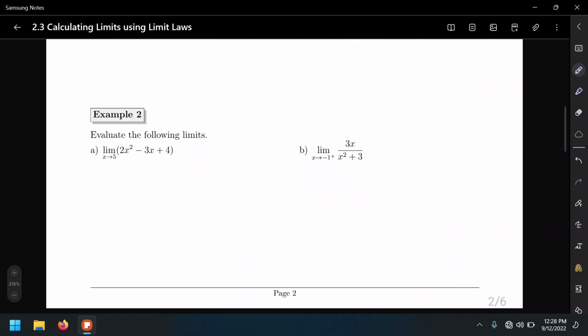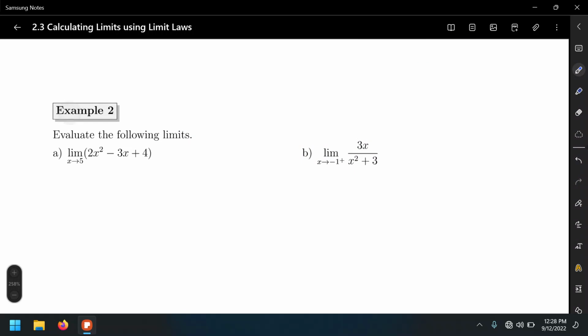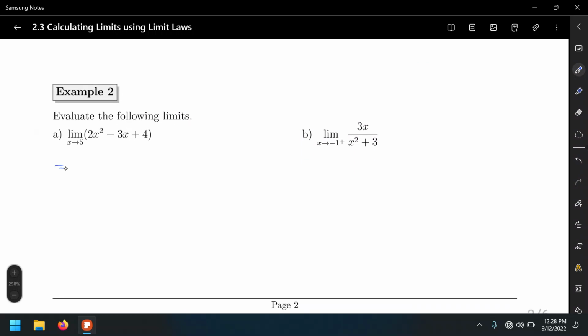Finally, when we just use the substitution rule, all we do is simply 2 times 5 squared minus 3 times 5 plus 4, and hopefully we get a really nice number as the final answer. So that's the replacement theorem, or the direct substitution rule. 5 squared is 25 times 2, so that's 50 minus 15 plus 4, and that's 39, and we're done. That means that if we were to look at the graph of this quadratic polynomial, when we approach 5 from both sides, we would be getting the y value of 39.